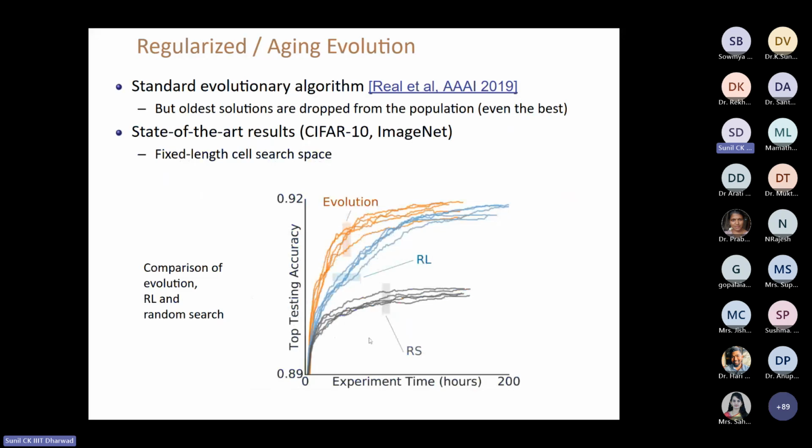Regularized evolution uses standard evolutionary algorithms, but the oldest solutions are dropped from the population. You are going to see state-of-the-art results based on, say, certain image classification tasks where fixed-length cells are being used. Then there is a comparison of the evaluations of RL and random search. This is how the comparison is made, with top test accuracy against the number of hours.